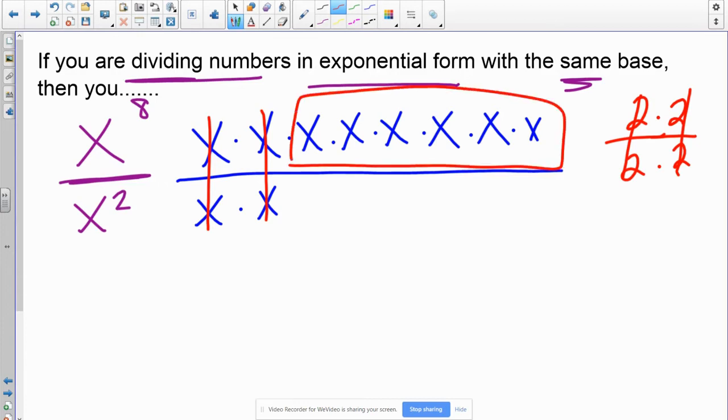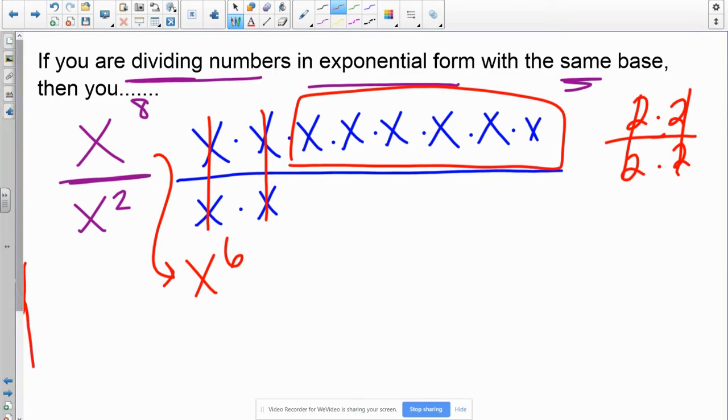Well, it looks like I have 6 x's in the top, and I have no x's in the bottom. So this simplifies to x to the 6th. Okay, let's look at another example.